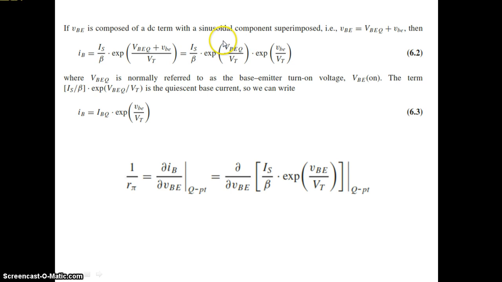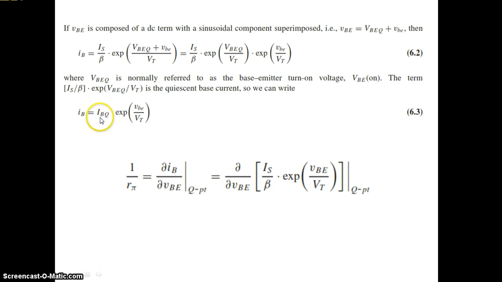So we can replace this as IB, I capital B equal to IBQ exponential VBE by VT. So we can write as 1 by R pi. So the slope of the IB-VBE curve is 1 by R pi. 1 by R pi equal to dou IB by dou VBE at the Q point.